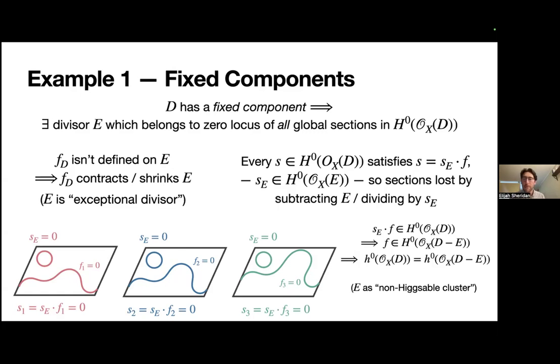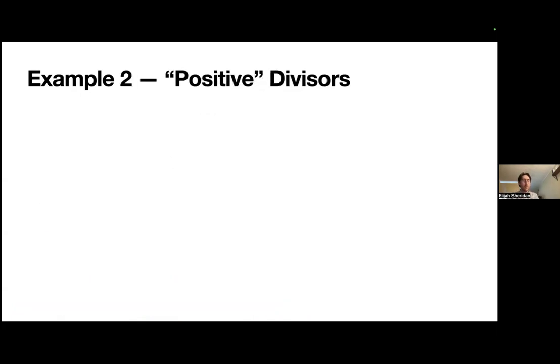People that think about F theory might recognize this. This is the phenomenon that E is the non-Higgsable cluster associated to D, if I imagine D as being some D-brane or some kind of lift of a D7 brane to F theory. So if you want to do some kind of word association, then that's exactly what I'm talking about here. Okay, let me talk about a different example.